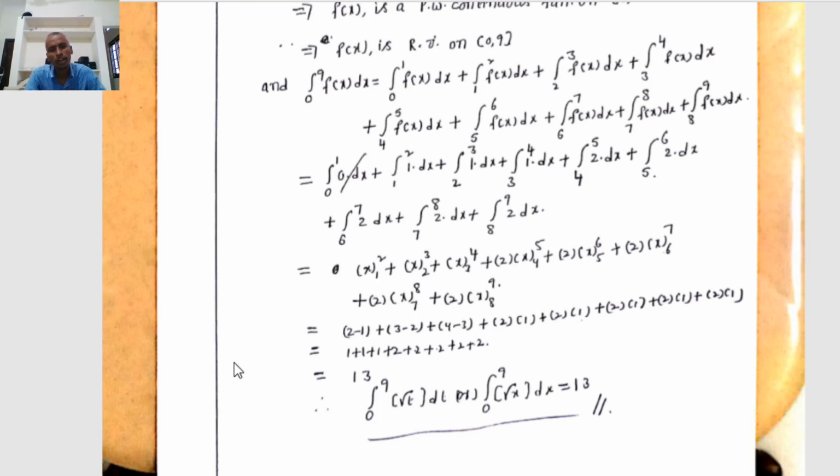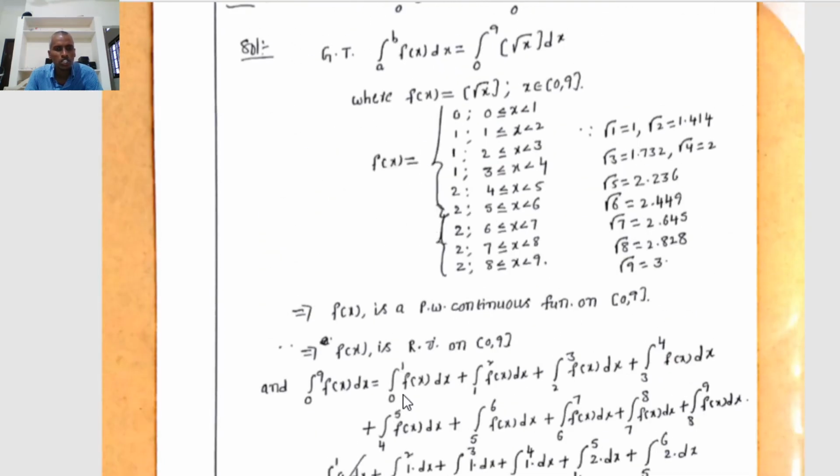Therefore, substitute the upper and lower limits. First one, 2 minus 1. Second one, 3 minus 2. 4 minus 3. 2 into 5 minus 4 equals 1. Next one, 2 into 6 minus 5 equals 1. 2 into 7 minus 6 equals 1. 2 into 8 minus 7 equals also 1. Totally adding 1 plus 1 plus 1 and the remaining 2, 2, 2, that equals 13.